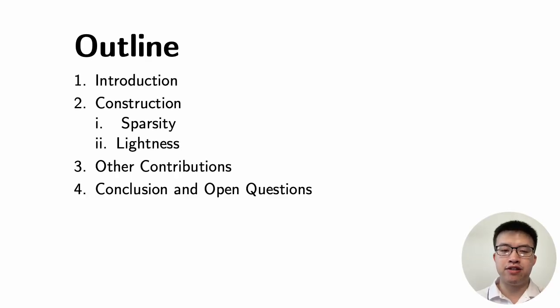In my presentation today, I will first give an introduction and some basic definitions of the spanner and Euclidean spanner. In the second part, I will give you a construction of an instance optimal spanner with optimal sparsity, and the third part is with optimal lightness. Then I will briefly discuss our other contributions of the paper, and the last part is a conclusion and some open questions.